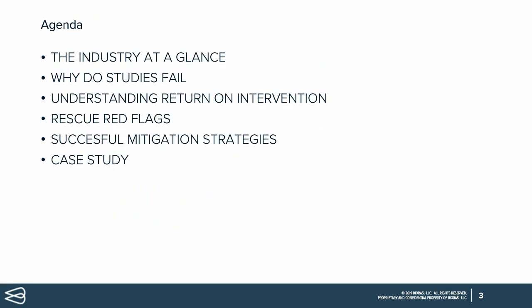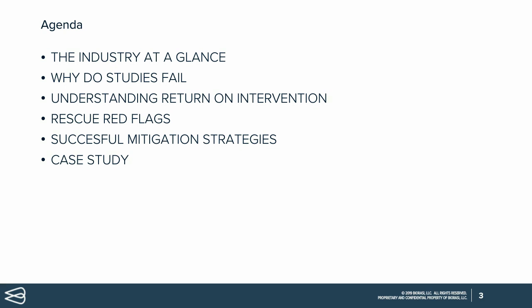So we want to take some things in order here as far as the agenda. I want to give a couple of metrics about the industry that are kind of sad, but there's a light at the end of the tunnel. We're going to talk about why studies fail when they do fail, and understanding a concept that Biorasi has coined called return on intervention, which is really important to frame the conversation here.